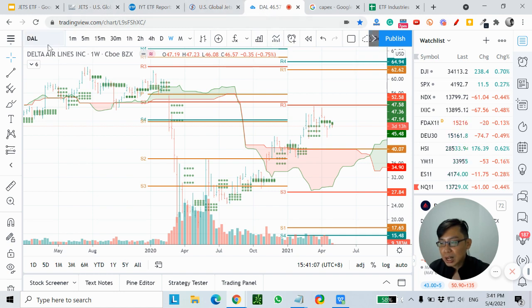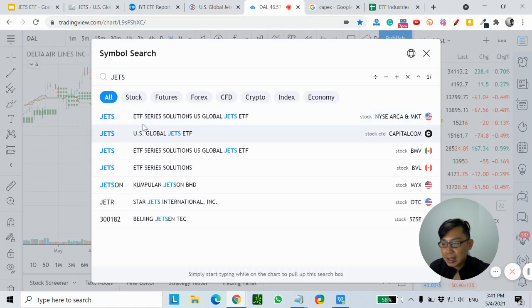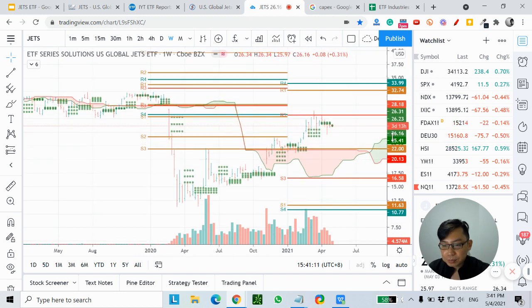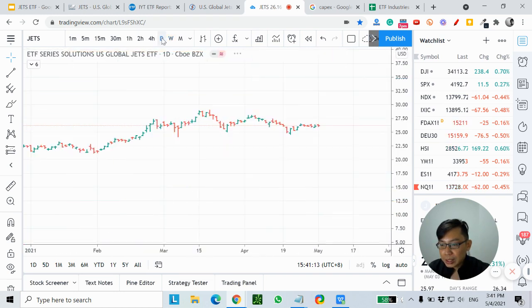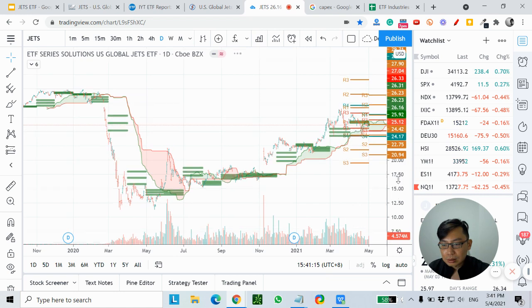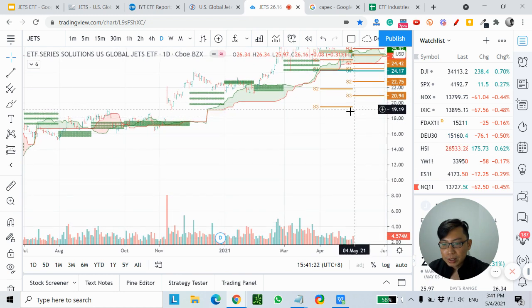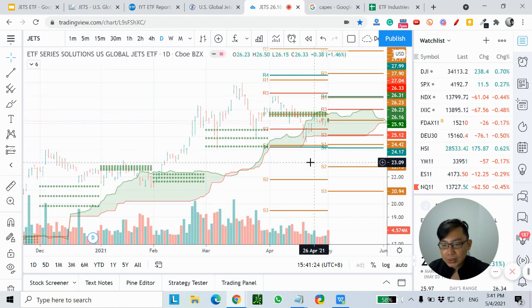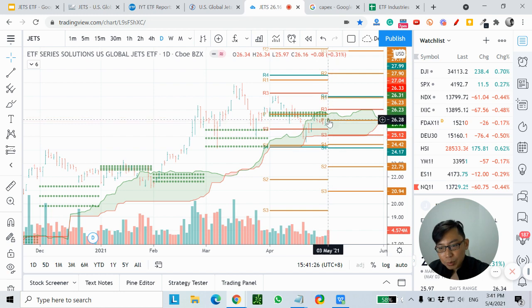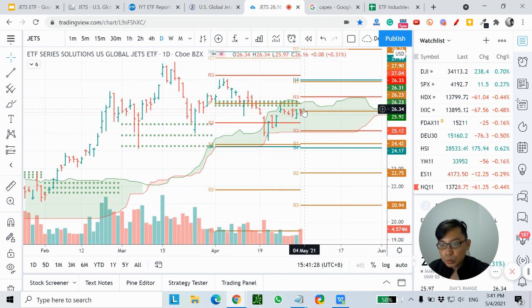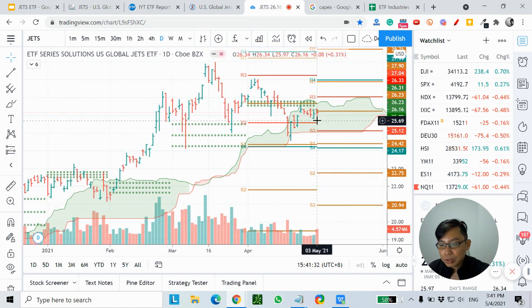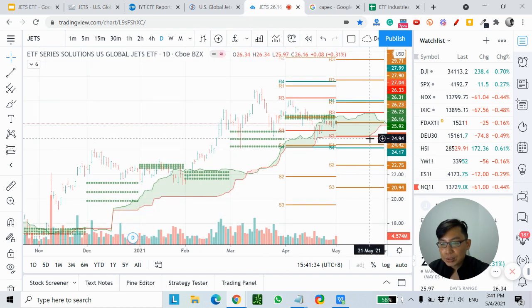Let's go through the charts one more time. JETS. All right, so let's go through a daily time frame over here. Overall, it is still on an uptrend. You can see over here, when price is above the cloud, it is still on an uptrend. And right now, price is trying to break above this pivot point, the central pivot range. So generally, the uptrend is still intact.